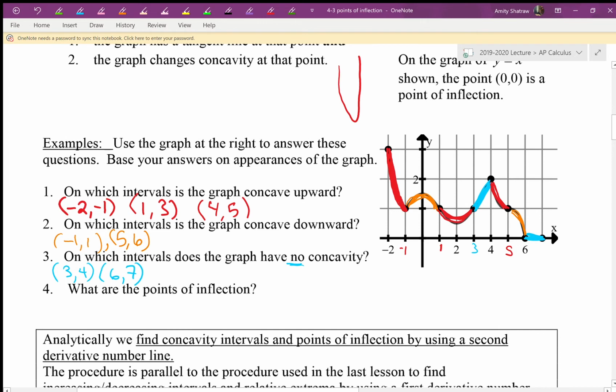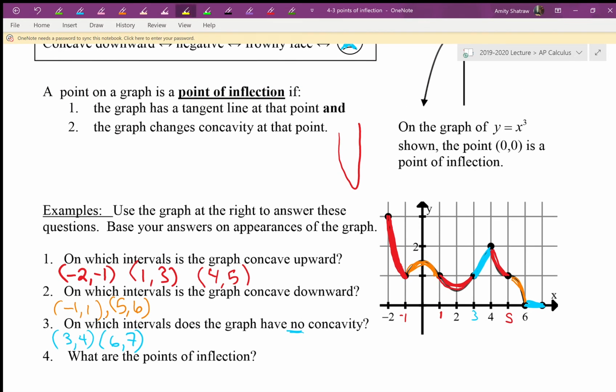As far as points of inflection goes, break out a highlighter, pause the video, boom. The graph has a tangent line at that point, and the graph changes concavity at that point is the requirement to call it a point of inflection.